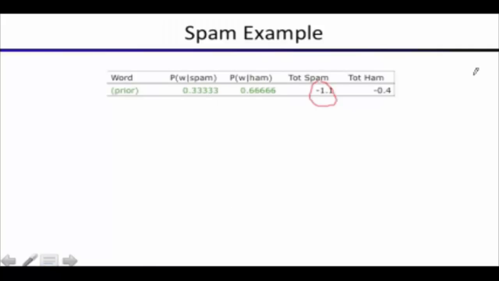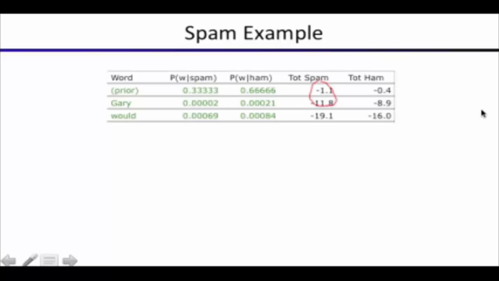Okay, so the first word is Gary, and apparently Gary is 10 times more likely to occur in ham. So maybe this is taken from Gary's email or something. There's a 0.0002 probability of that word occurring if it's ham, and 0.00002 if it's spam. If you take the log of this and add that to this, apparently the log of this is about minus 10.7, and then you do the same thing here, add it to that number, and you get minus 8.9.